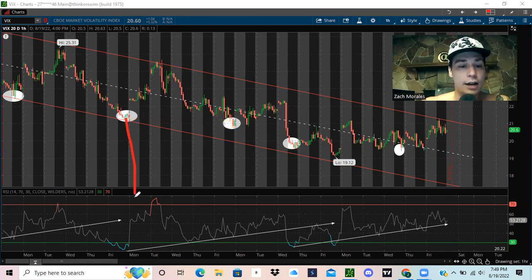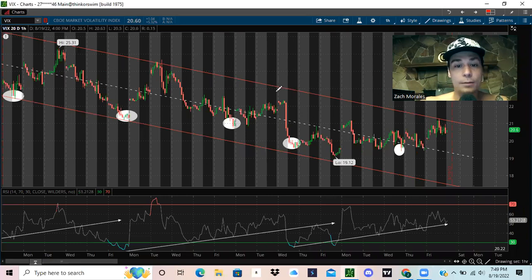Let's look at our RSI. Our RSI bottomed out here, and then at this point right here, our RSI was higher. So we made a smaller, lower low right here, but we actually created a higher low on the RSI down here. This is what's known as bullish divergence, indicating that you may see a little pop on the VIX.